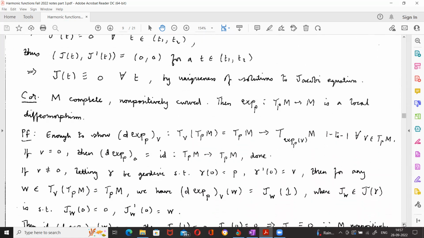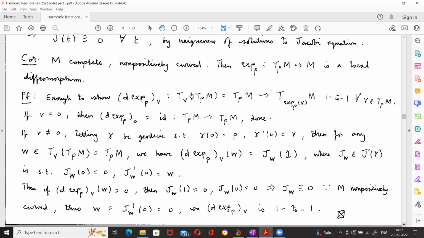So as a corollary, we get the following. Suppose M is complete and non-positively curved. Then the exponential map, since M is complete, is defined on all of T_pM. The claim is that the exponential map is a local diffeomorphism. So in non-positive curvature, for a complete manifold, the exponential map is a local diffeomorphism.